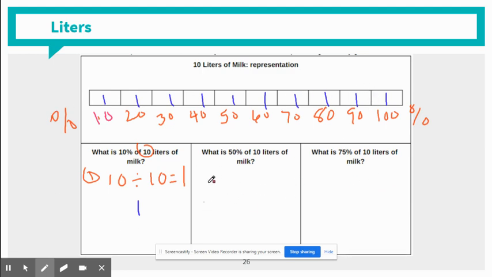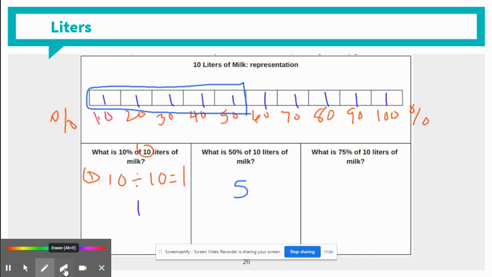All right, so let's do the next one. What is 50% of 10 liters? Okay, let me use the blue again. I go to 50. I draw a line. I box it. And then I just count the liters. 1, 2, 3, 4, 5. So that one's done. All right, so I can erase what I've done.